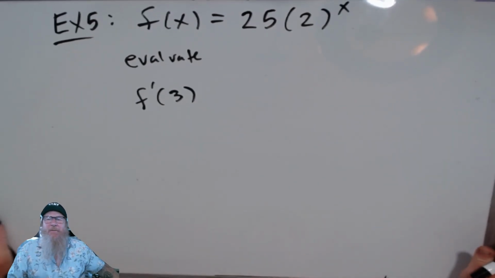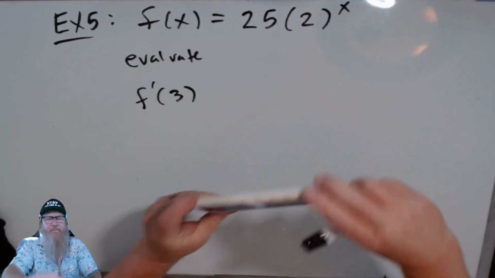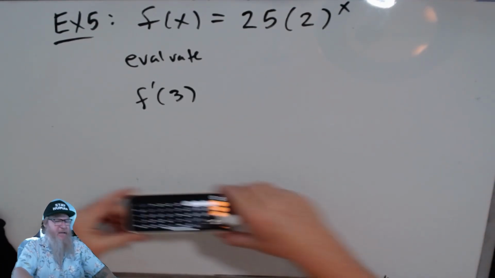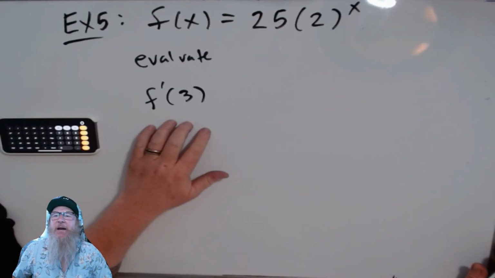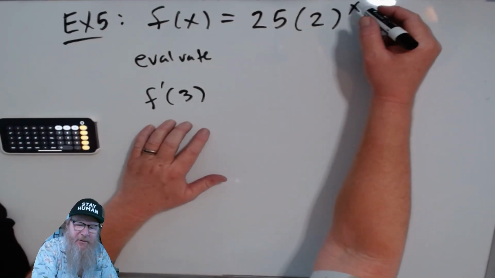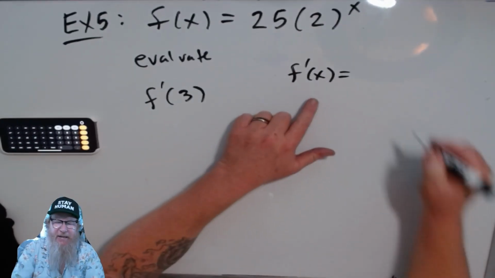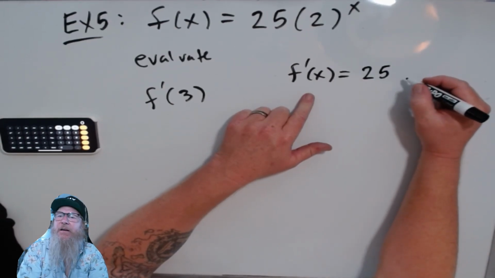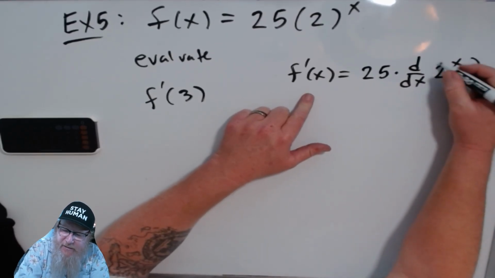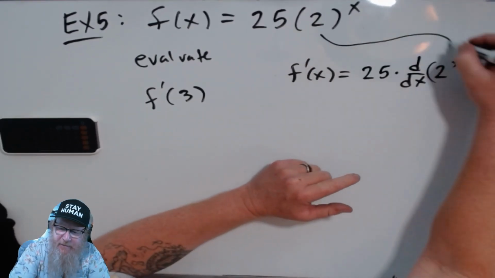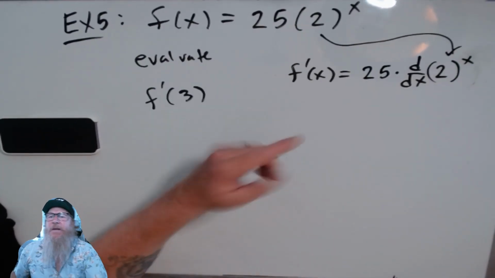So let's plug in a number now, all right, which means I'm going to need my calculator handy, and I'm probably going to need my scientific version of the calculator. So we're going to evaluate f prime of 3. So first we need to do f prime of x. So that's going to be 25 times the derivative of 2 to the x. I guess I wrote it this way. I'll keep it written the same way.